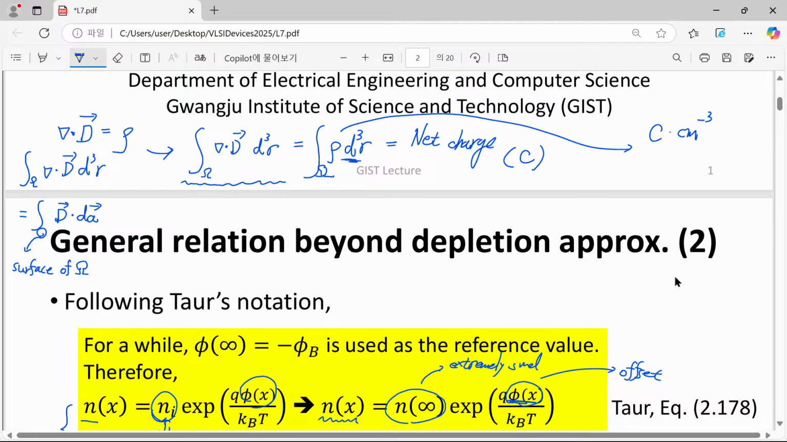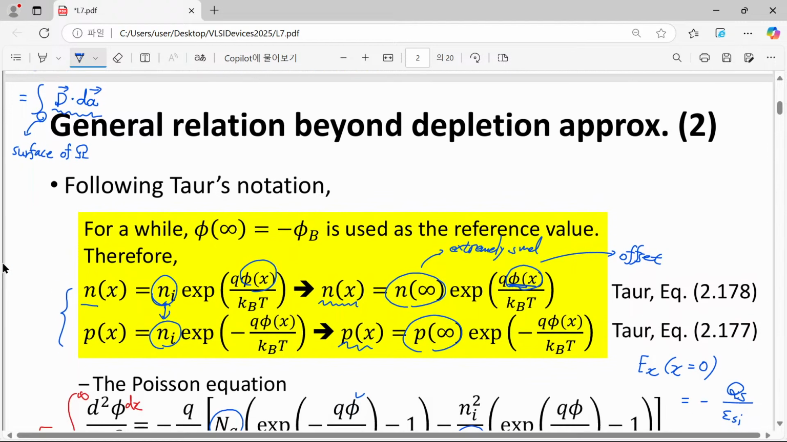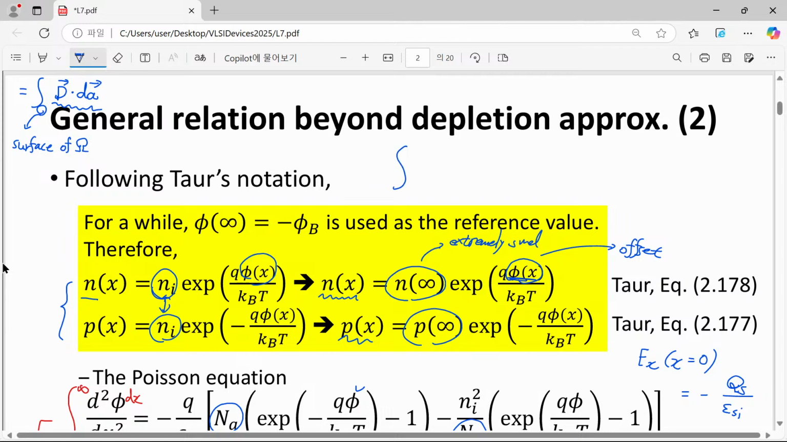Sometimes people write it in this way, but well, I'm not quite sure we can understand this one. So now anyway, we have to do the surface integration of this quantity. Why am I talking about this general form? So now we have this form: D, dA, over the surface of omega, equal to the net charge inside our entire system.